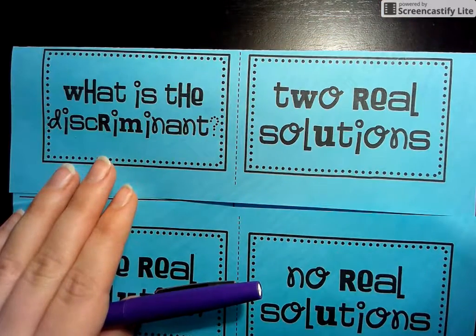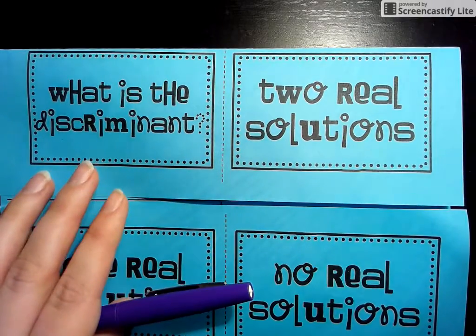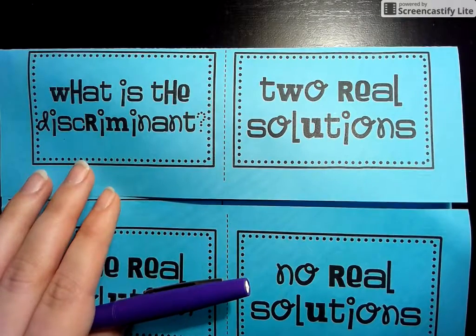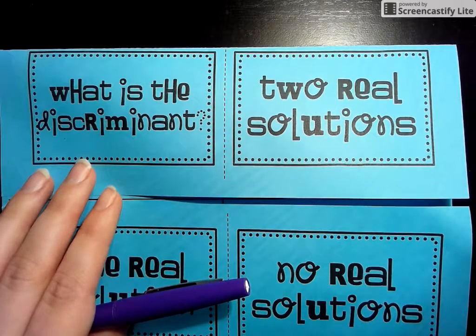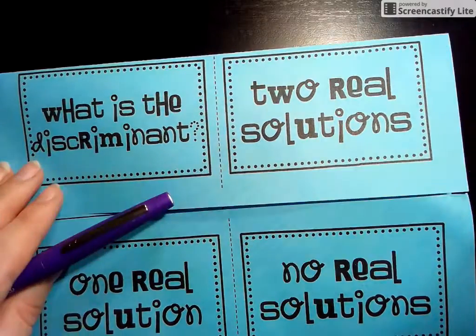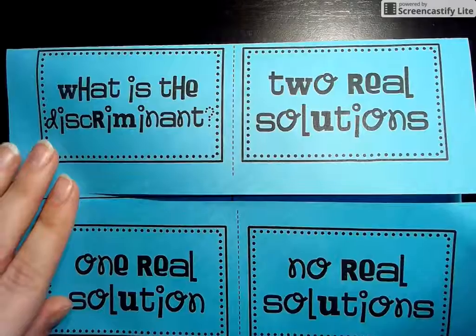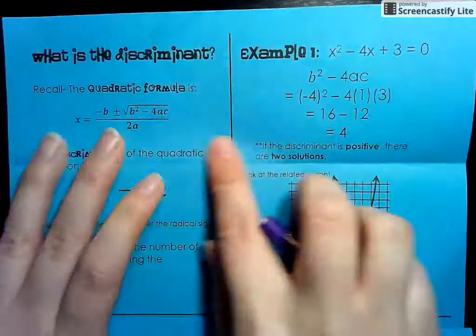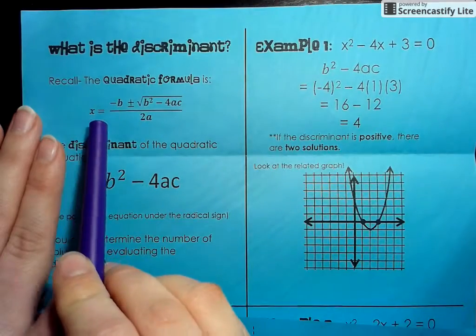What is the discriminant? The discriminant has to do with the quadratic formula, and it is used to determine how many solutions you're going to get from the quadratic formula. Most of the time you get two real solutions, but there are some cases where you could get one real solution or no real solutions.